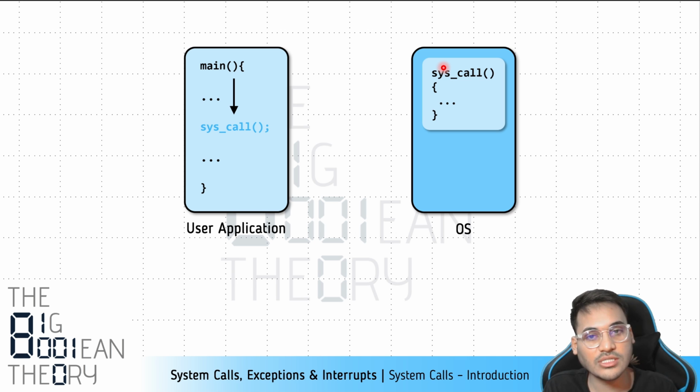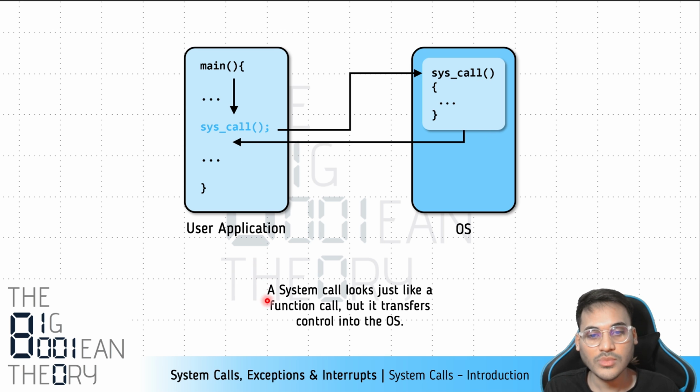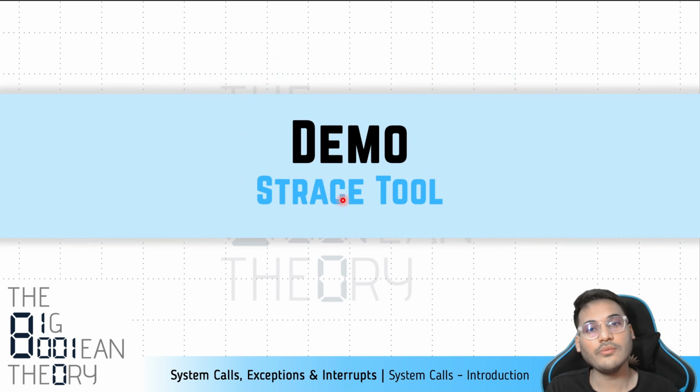This is not like a normal function call where the control is transferred to somewhere within the user application. This is a function call which transfers the control into the operating system, and the code for this system call is defined in the operating system's code base. So when the system call is made, the control will be transferred to the operating system. The operating system will perform the requested operation and then return the results, right? So as you can see, a system call looks just like a function call, but it transfers control into the operating system. And once the results are returned, the process can resume its execution. So this was the basic idea behind system calls.